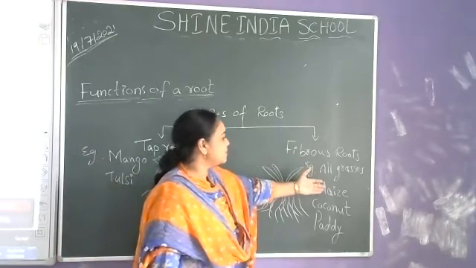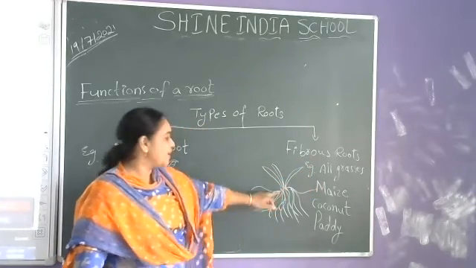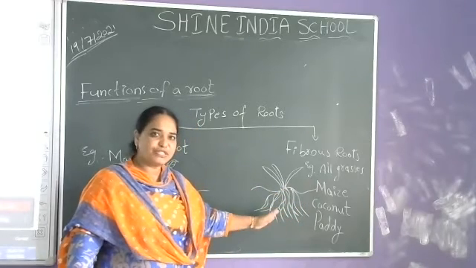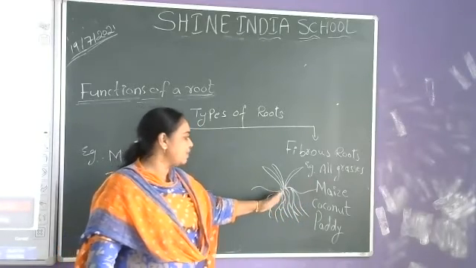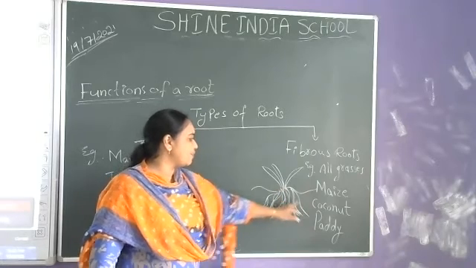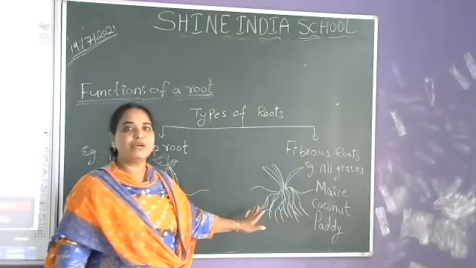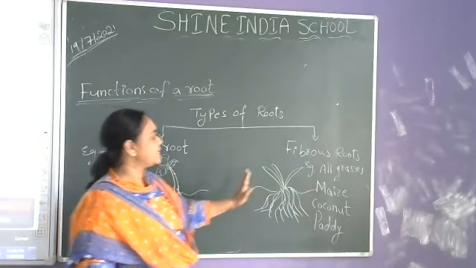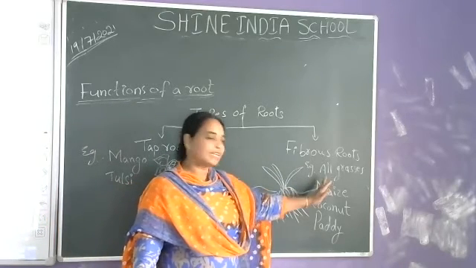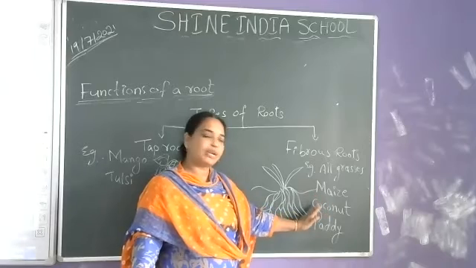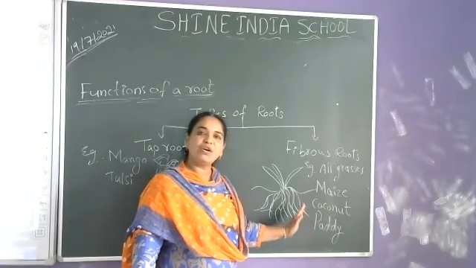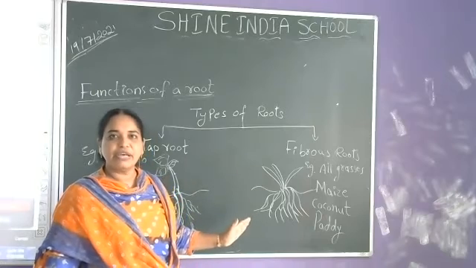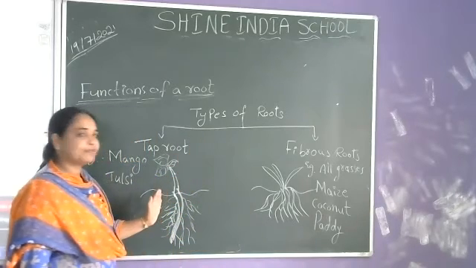Fibrous roots: from the stem, a number of roots are arising. There is no main root. A number of roots are arising from the stem. Such roots are called fibrous roots. The examples are all grasses, maize, coconut, and paddy. All these are examples of fibrous roots. Are you clear about the types of roots?